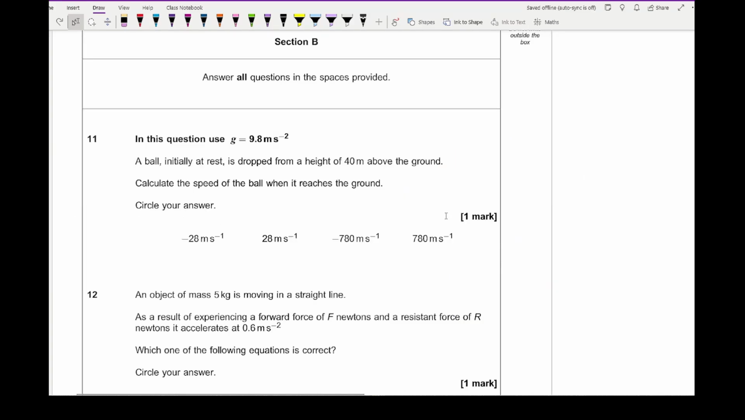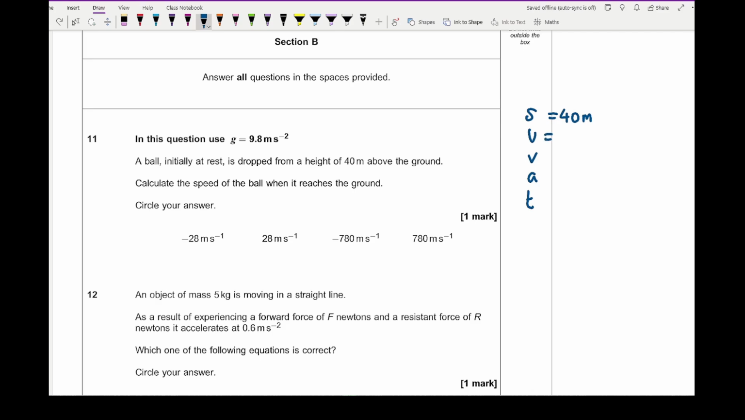Question 11. A ball initially at rest is dropped from a height of 40 metres above the ground. Calculate the speed of the ball when it reaches the ground. So we need to look at parts of Suvat. So we get the letters for Suvat and then just take the information from the question. So the value of S is 40 metres.